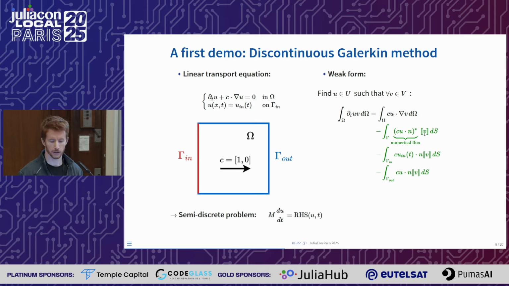So to define these weak forms, we have to deal with some jump of the solution and also be able to define the normal of the faces to write down the weak form. This system can be represented as a semi-discrete problem like this. So the goal now is to see how we can compute the right-hand side with Bcube.